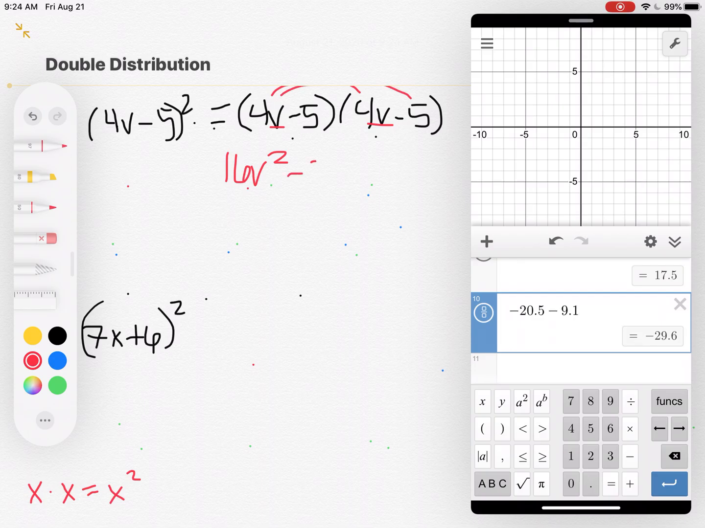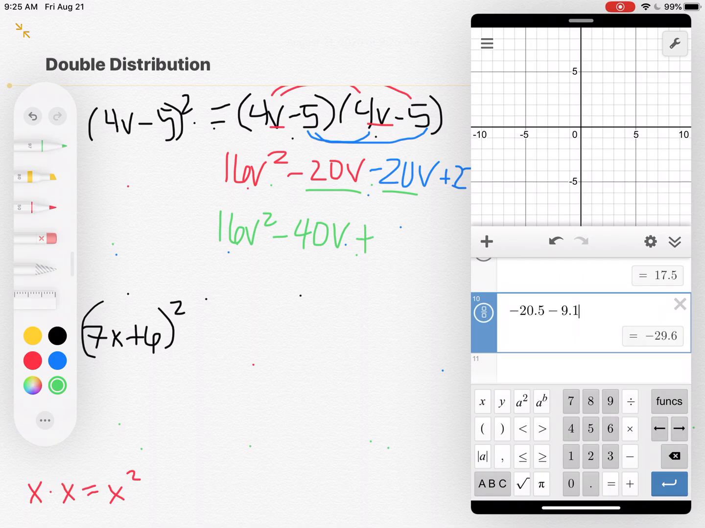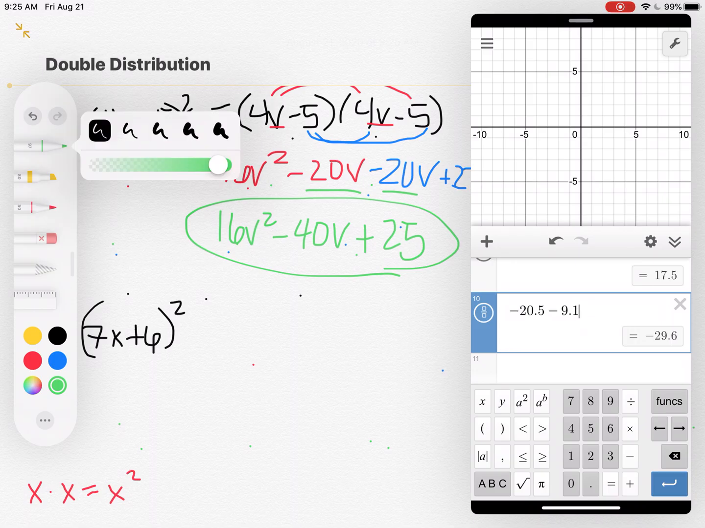4v times negative 5 is negative 20v. Negative 5 times 4v is negative 20v. Negative 5 times negative 5 is positive 25. And then to finish that off, we combine our like terms. 16v squared stays the same. Negative 20v minus negative 20v is minus 40v. And then 25 to finish it off. So really the only thing that's different is you just need to be smart enough to remember that you need to rewrite the problem at the beginning.